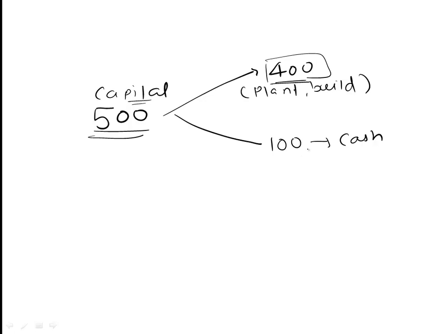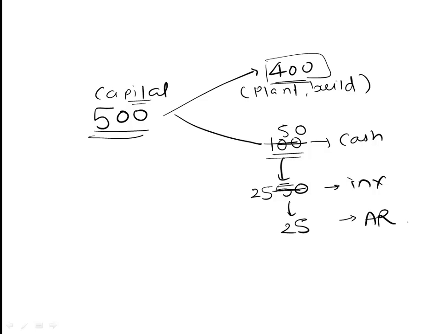And the reason for keeping it in cash is so that it can be used for day-to-day activities of the business. So after some time, some of this cash was converted into inventory of the business. So let us say that the business purchased inventory of 50. So now the remaining cash position is 50 and inventory is 50. After some time, some part of this inventory was converted into sales, and assuming that these were credit sales, we would say that now we have inventory of 25 and we have accounts receivable of 25.